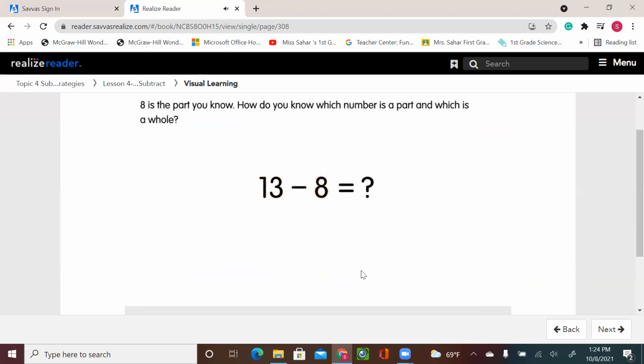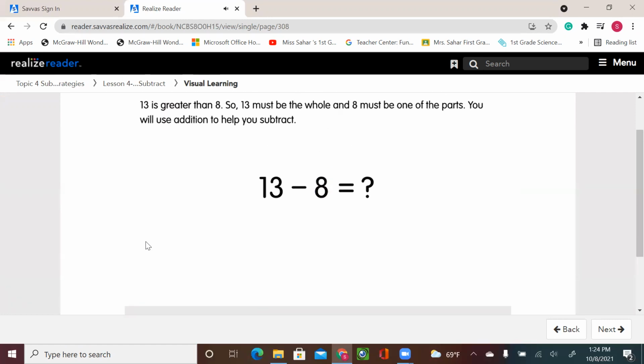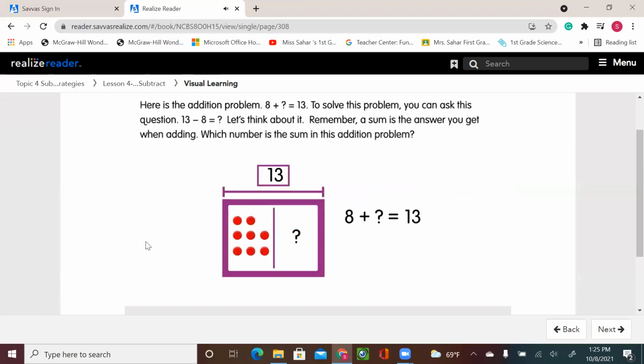How do you know which number is a part and which number is the whole? I look for a small number to get the whole because I know two parts will make one big part. 13 is greater than 8. So 13 must be the whole and 8 must be one of the parts. You will use addition to help you subtract. Here is the addition problem. 8 plus blank equals 13.